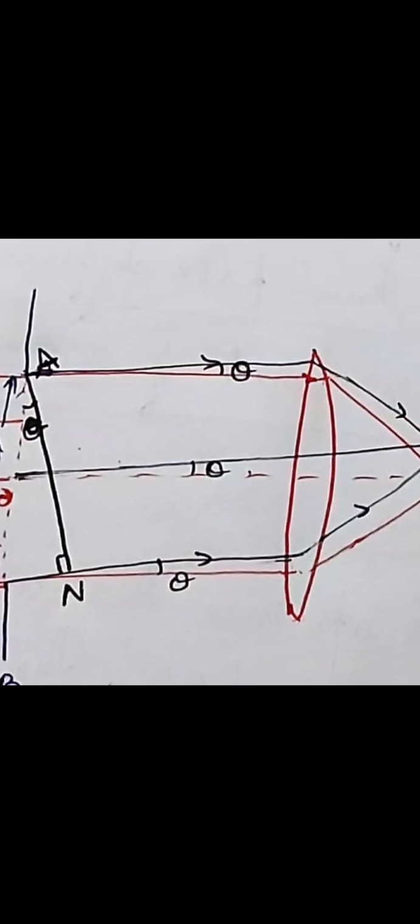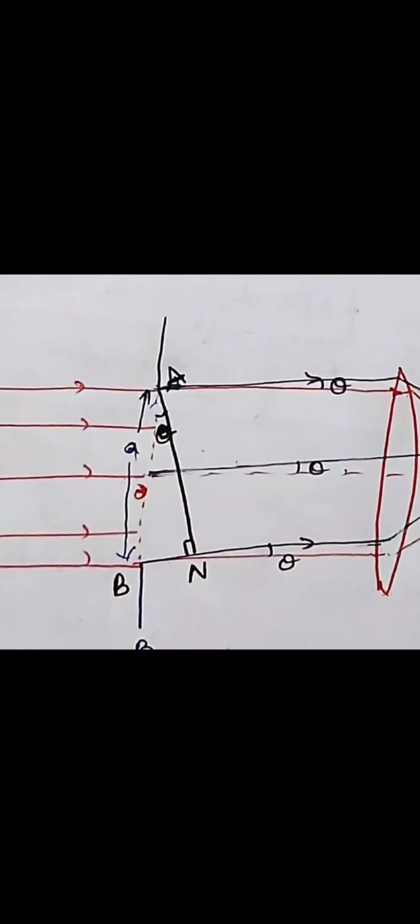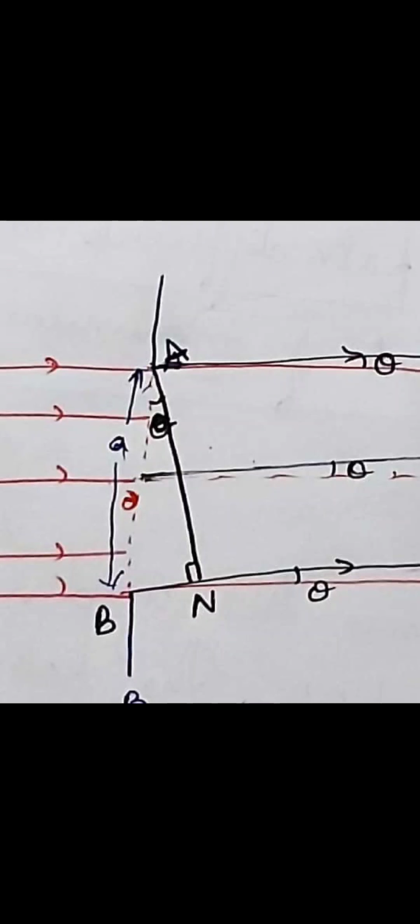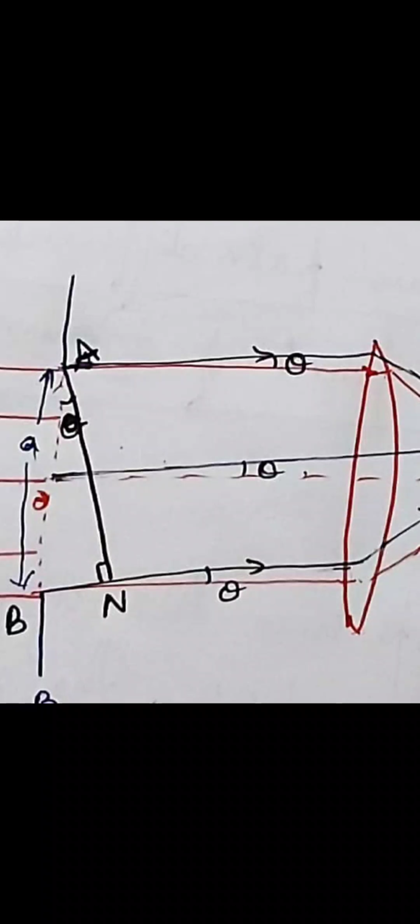Now if theta is the angle made by the secondary wavelets with respect to OP, then by geometry, consider the right triangle ABN. Consider the ray coming from A and the ray coming from B. The ray from A travels a shorter distance and the ray from B travels a longer distance. The path difference is given by the perpendicular dropped from the shorter ray to the longer ray.